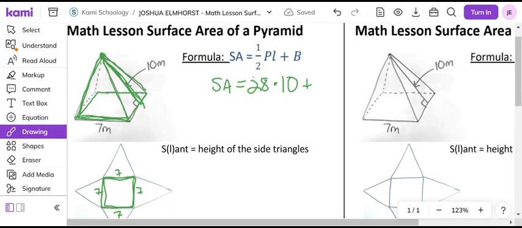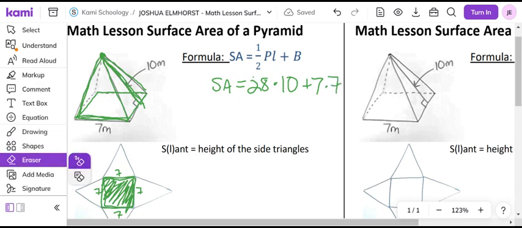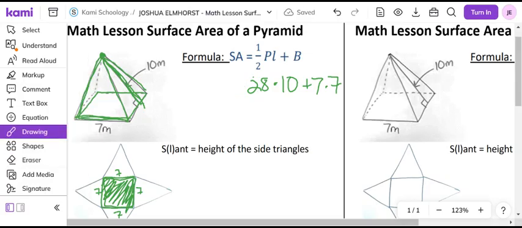And then we're going to add in the base area. And the base area would be 7 times 7. Now, the only difference between this formula and the formula of the prisms is we have to take into account that these sides are no longer rectangles, that they are now triangles. So we put in 1/2 times the perimeter times the height like we have been, but we take half of it to give us the area of each one of those triangles.